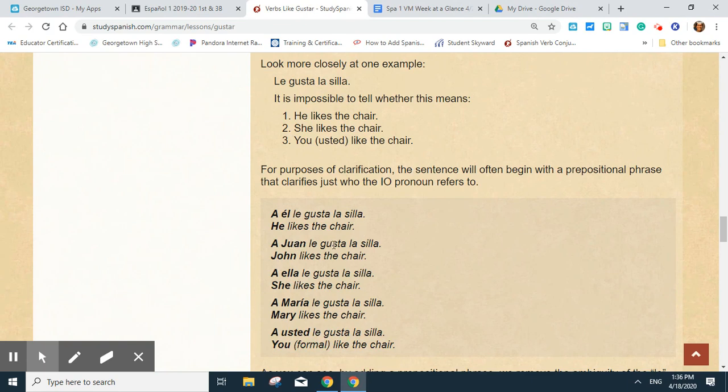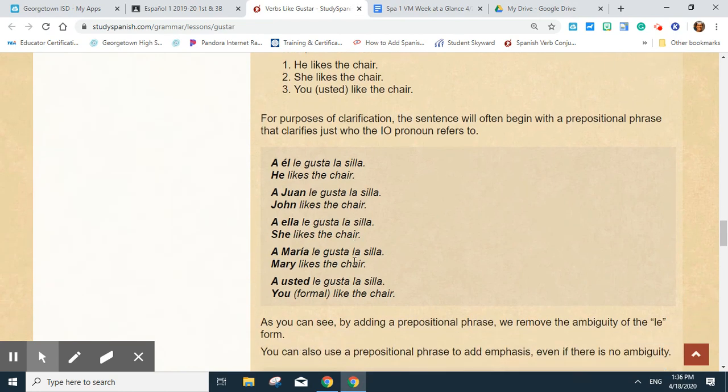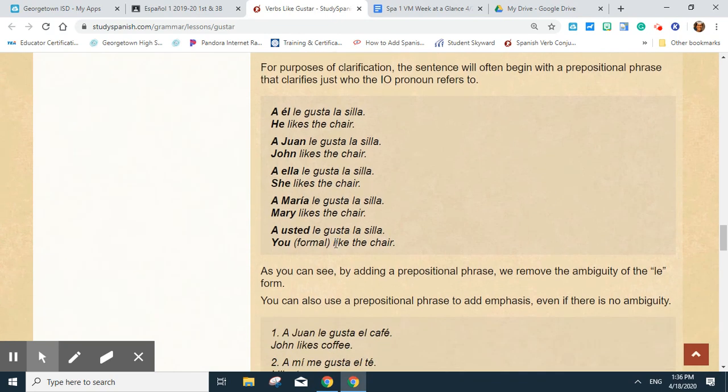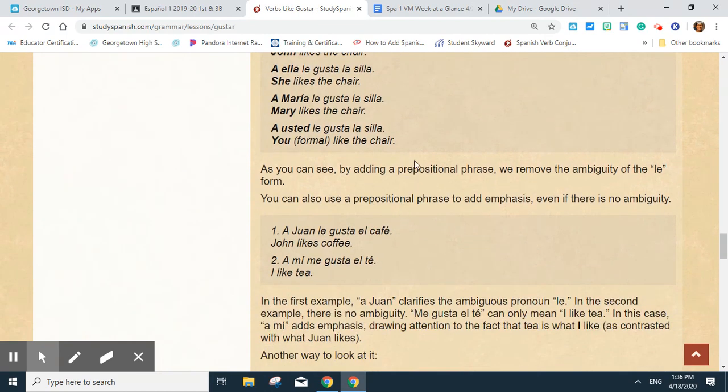A Juan le gusta la silla. So now we know that John likes the chair. A ella le gusta la silla. Same thing. She likes the chair. A María le gusta la silla. That means that Mary likes the chair. A usted le gusta la silla. Formal, because it's usted. In English, you like the chair. As you can see, by adding a prepositional phrase, we remove the ambiguity of the le form.